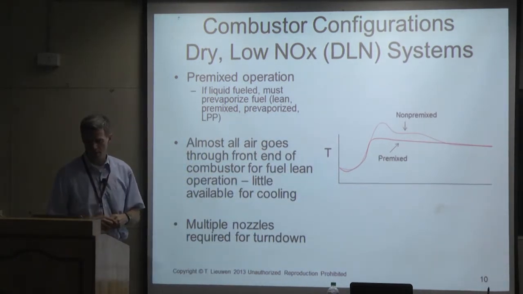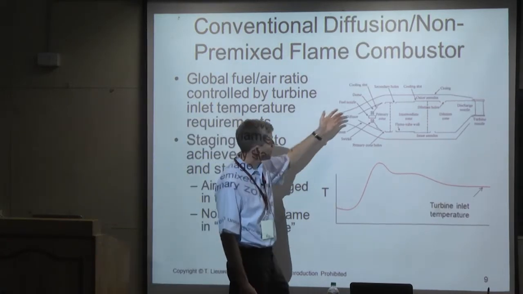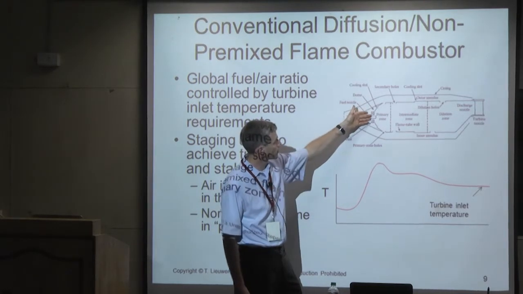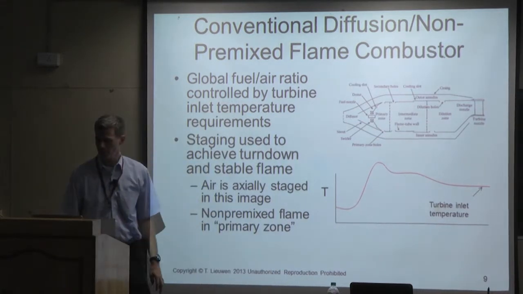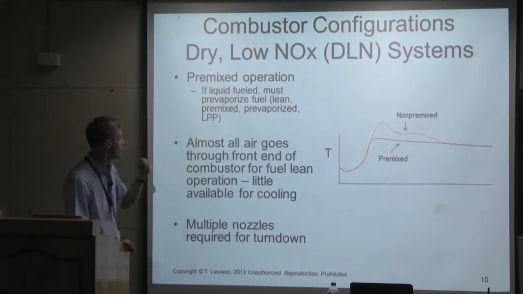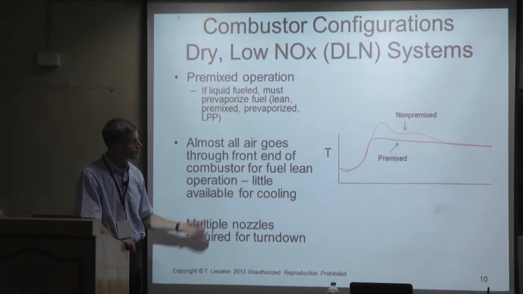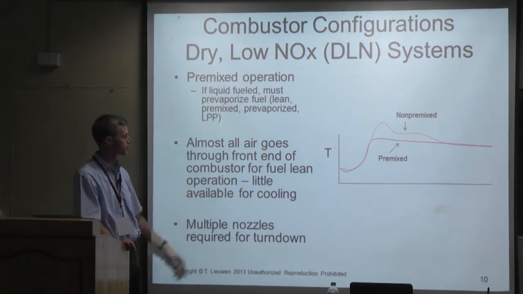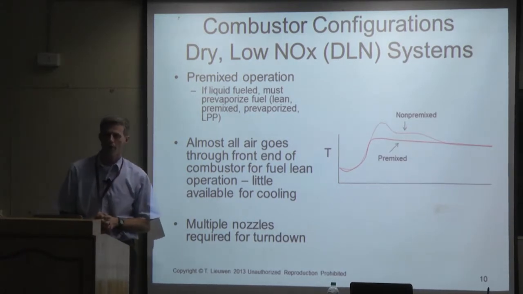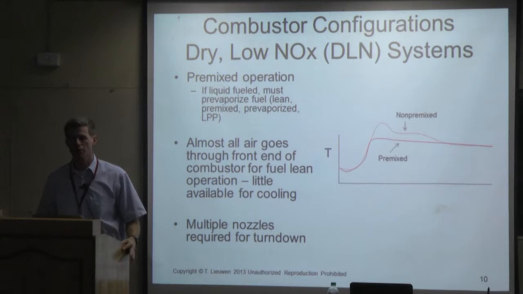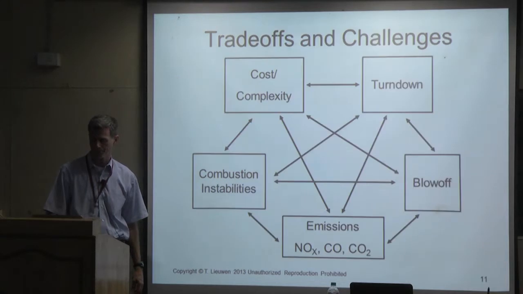But a key difference here is that in the non-premixed system, a typical design, maybe 30-40% of the air is coming into this primary zone. The rest is getting added downstream. In a premixed system, almost all the air goes through the front end of the combustion chamber. Very little is available for cooling. And we're going to come back to this when we talk about combustion instabilities. It turns out that this difference right here has very profound influences on one important operability characteristic of premixed systems, which is their propensity to become thermoacoustically unstable.